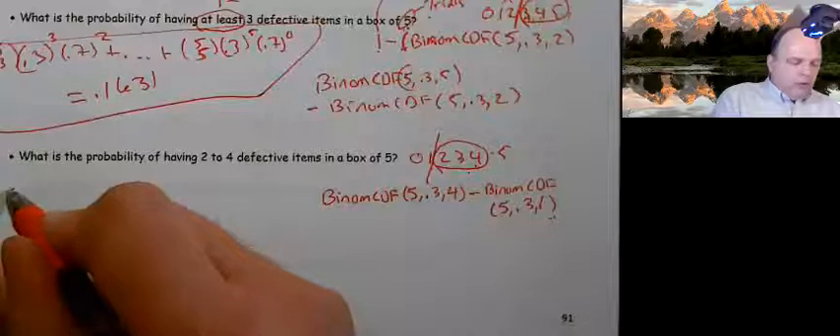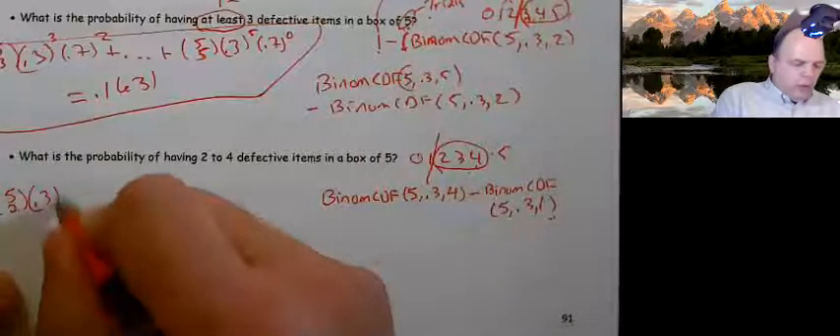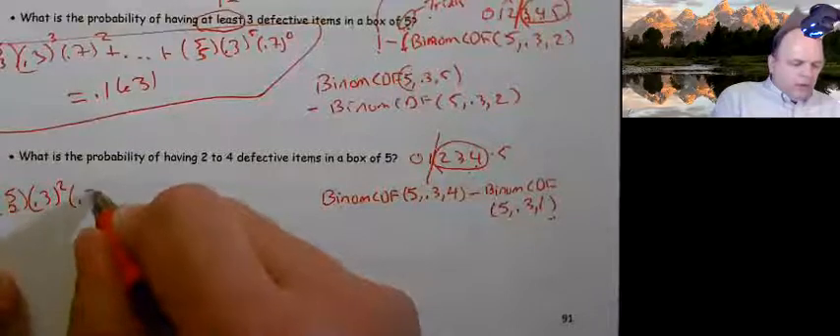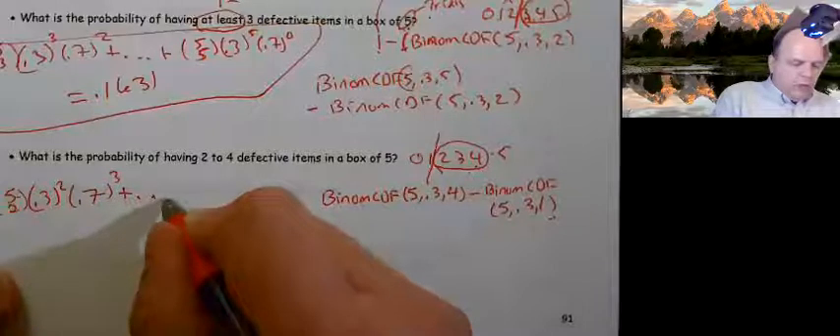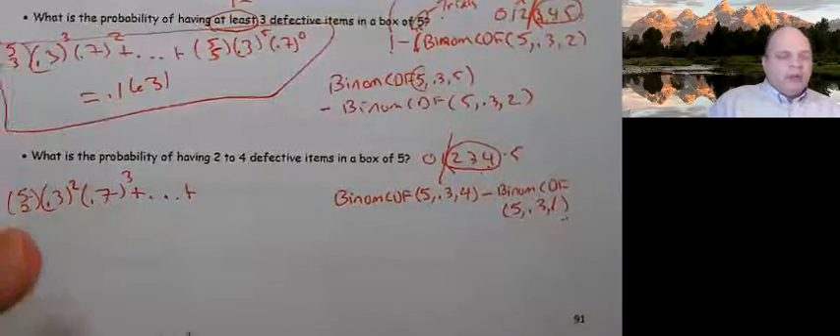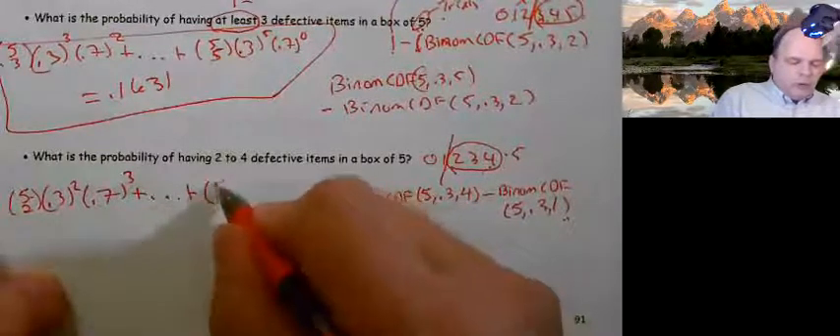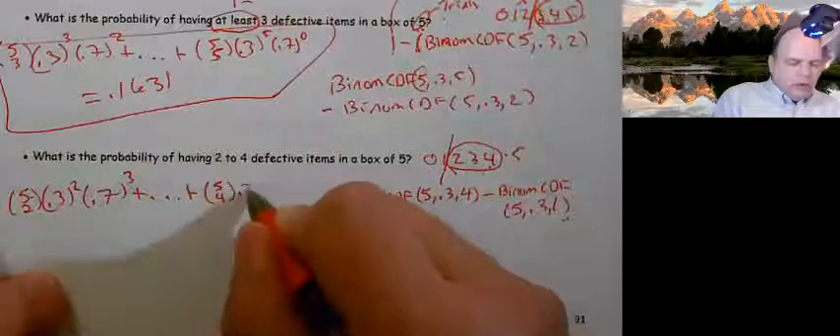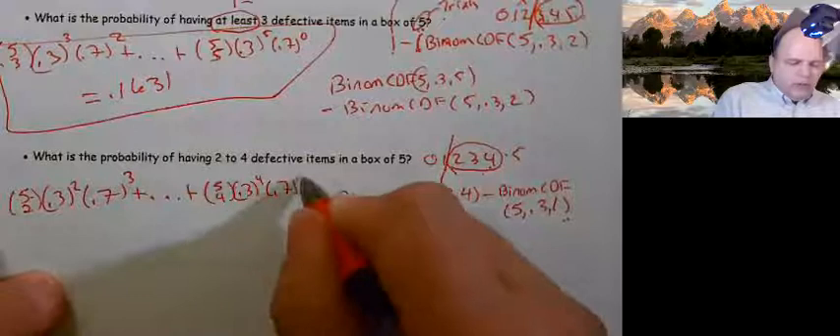So 5 choose 2, 0.3 squared, 0.7, 5 minus 2 is 3. Please remember, correct answers, no work, gets no credit. And then 5 choose 4, 0.3 to the 4th, 5 minus 4 is 1.